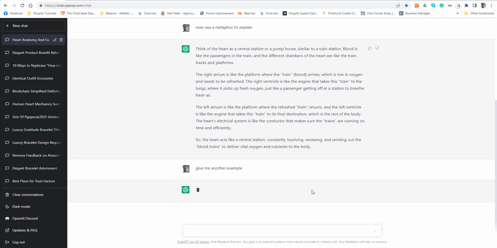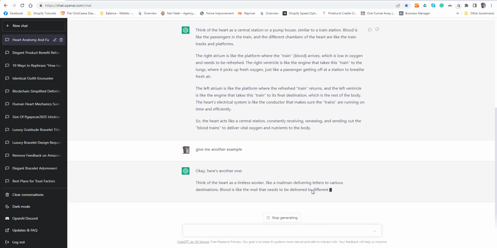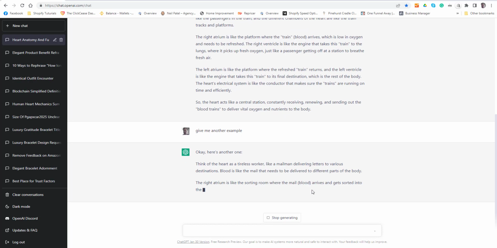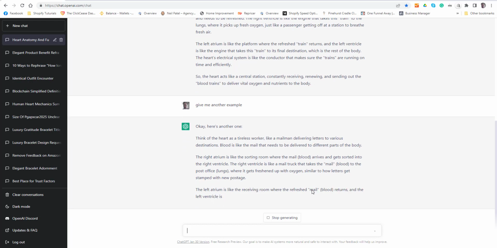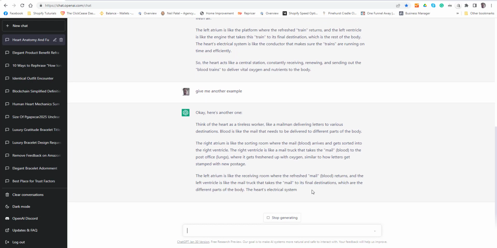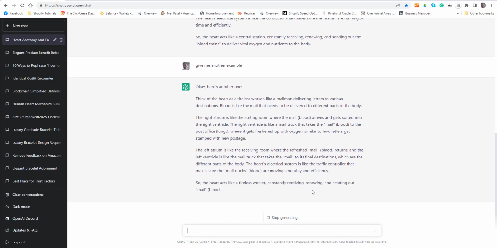So we have, give me another example. Okay, here's another one. Think of the heart as a tireless worker, like a mailman delivering letters to various destinations. The blood is like the mail that needs to be delivered to different parts of the body. And then the right atrium is like the sorting room, where the blood arrives and gets sorted into the right ventricle. So it very much makes this relatable.